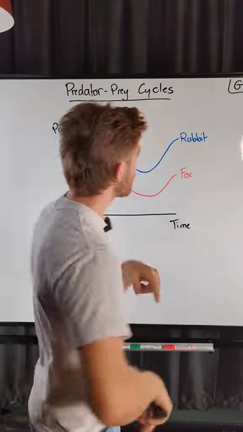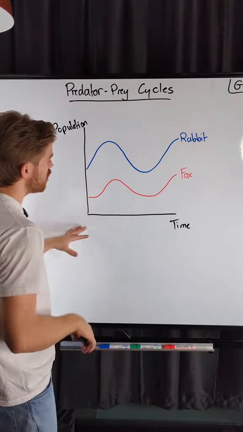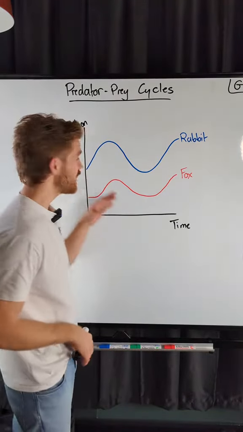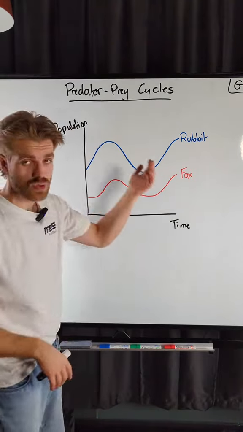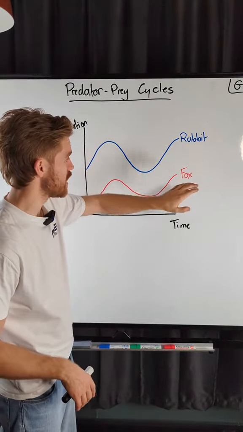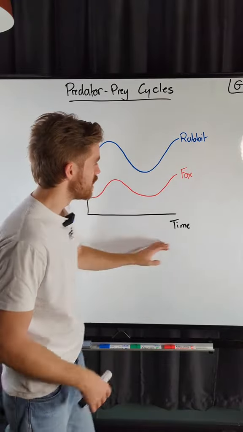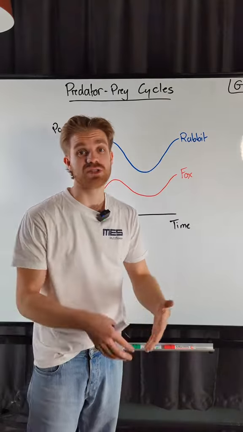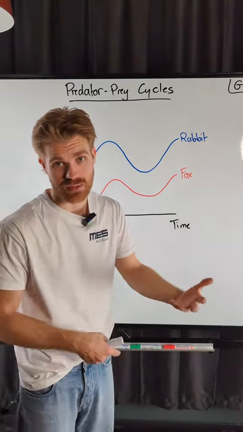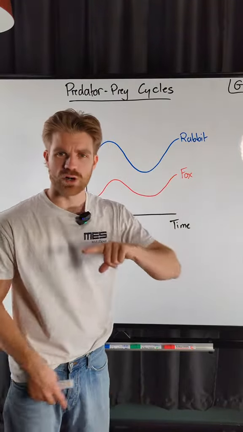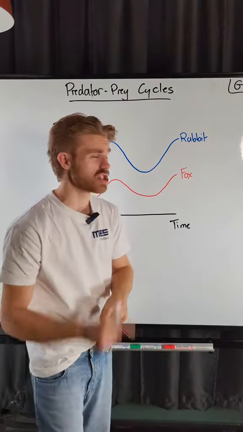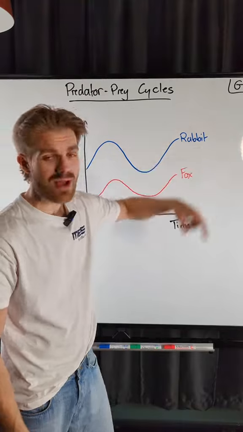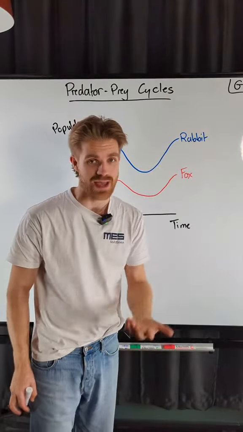Let's break it down. So we've got this graph here, and in our graph, we're showing the population sizes of our two organisms, our animals, our predator and our prey over time. Now, the fox is our predator. That's an animal that hunts and kills another animal. What would be another name for a fox because it only eats meat? Let me know in the chat. What about the rabbit? Well, the rabbit is the prey animal.